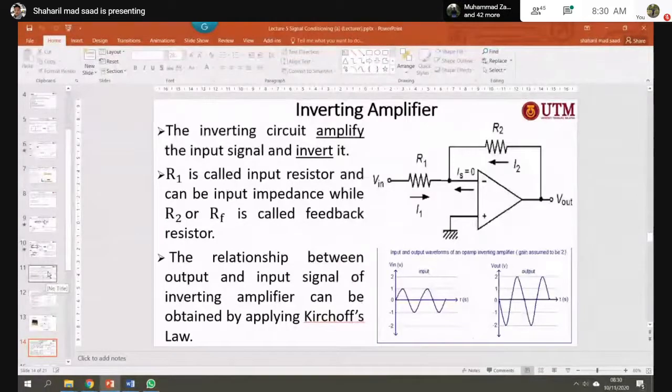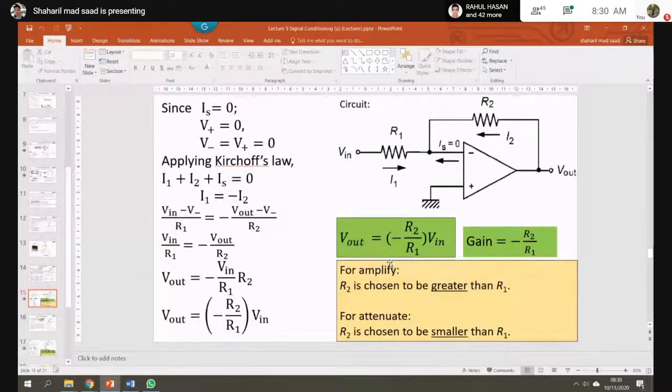So one of the examples is the inverting amplifier. What does inverting mean? That means when the voltage is input from here, it will amplify or attenuate or de-amplify, but the voltage will be inverted. For example, for a positive input voltage, the output will be a negative voltage. So that's why we call it inverting. This one, the equation here.